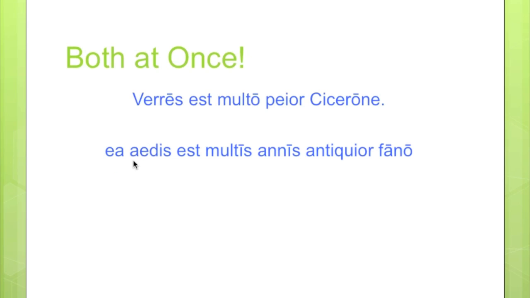Here's another one. Ea aedes. That temple, ea aedes, remember the word aedes in the singular means temple. That temple est multis annis, this is ablative, by many years, antiquior, older, phano, than the shrine. You may remember the word for shrine is phanum, phani, neuter, and this is the ablative of that word. So this is literally, that temple is by many years older from the shrine. We would say in English, that temple is many years older than the shrine.